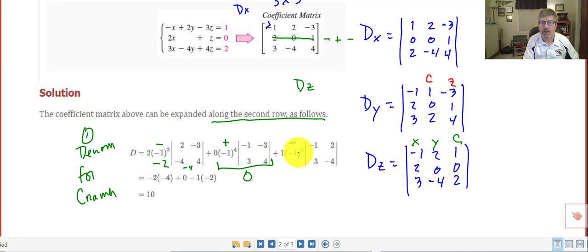It's going to be negative 1 to the 5th we use. And then our new 2 by 2 matrix, negative 1, 2, 3, 4. We calculate that. That's just negative 2. So we have negative 1 times negative 2, and we get a determinant of 10.